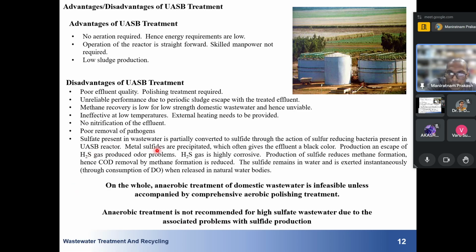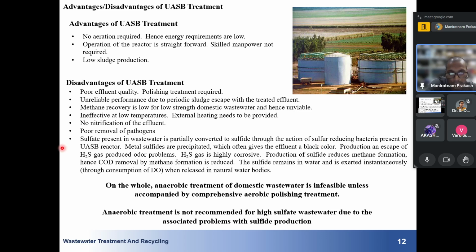Sulfate present in wastewater is converted into sulfide through the action of sulfate reducing bacteria. See, sulfate reducing bacteria will be there in our system, because it's a simple redox reaction. There will be some electron donor and electron acceptor. Here sulfate, SO4 2 minus, has sulfur in the plus 6 form, and in H2S it is in the minus 2 form. So it is going from plus 6 to minus 2, which can easily happen by some electron exchange, and there will be some bacteria present in the system.